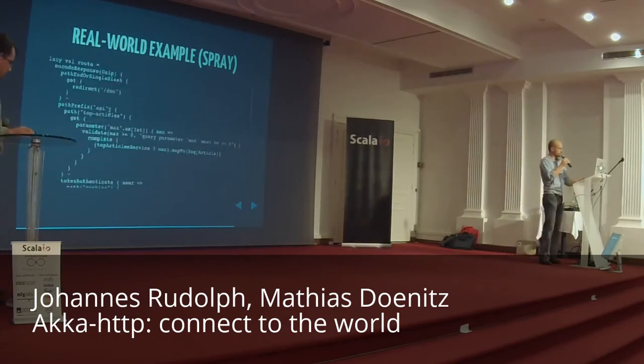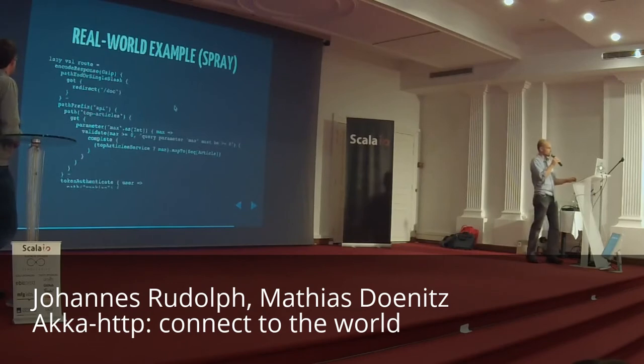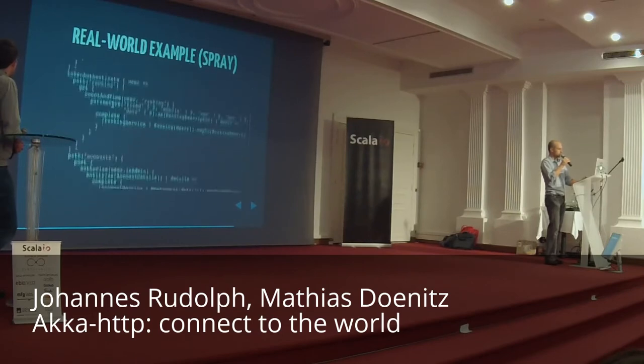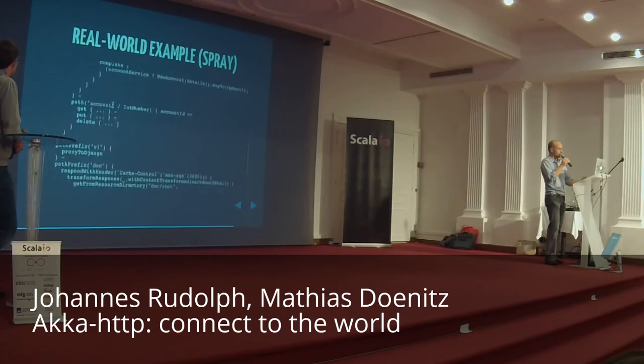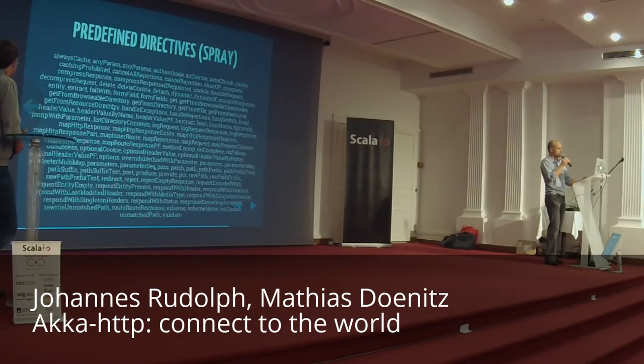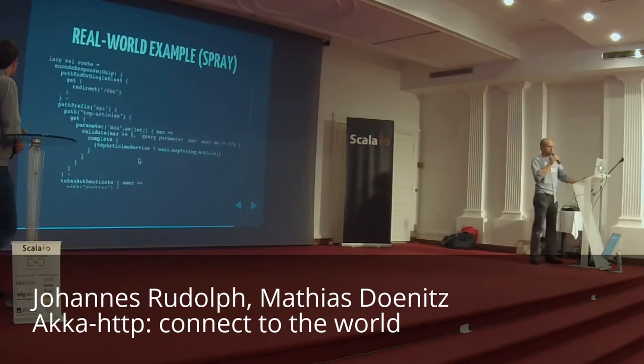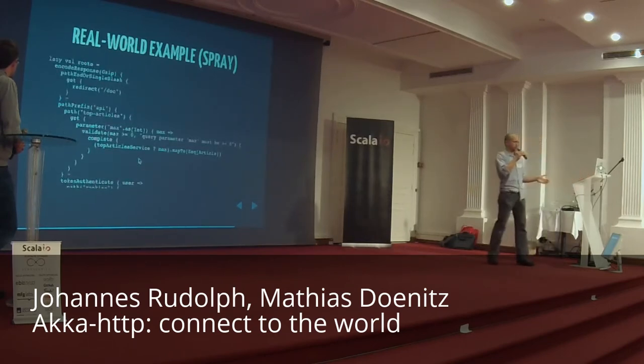So let me scroll to the top. Basically, this is from Spray, but it doesn't matter. It will look more or less the same in Akka-http. As you can see, this nesting that Johannes has just shown can go on for quite some levels and can go quite deep. But it should result in something that is quite readable and maintainable, even for you when you come back to your code in a year or something, right?